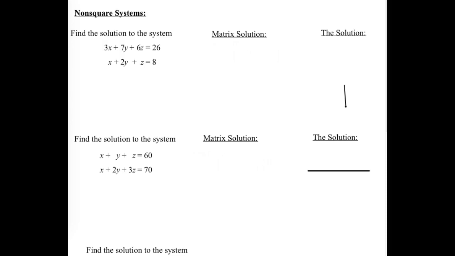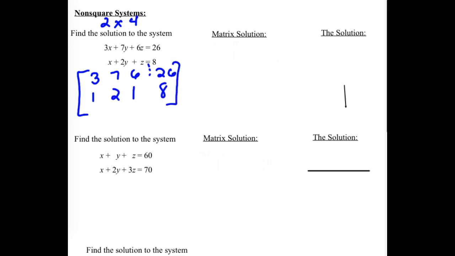We're going to set up an augmented matrix. What size would it be? Okay. So we're going to set up a 2 by 4 matrix. My top row would be 3, 7, 6, 26. Second row would be 1, 2, 1, and 8. Okay? So go ahead and enter that as an augmented matrix in your calculator. Go ahead and do your RREF and write down what you get.